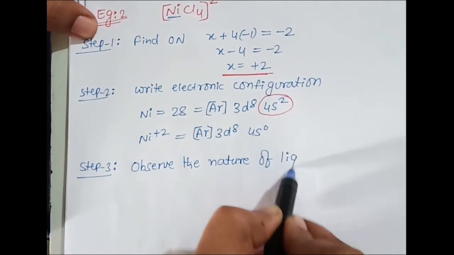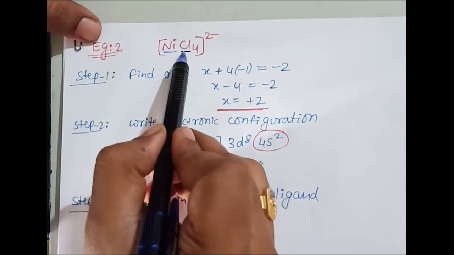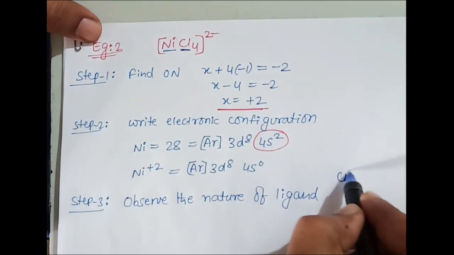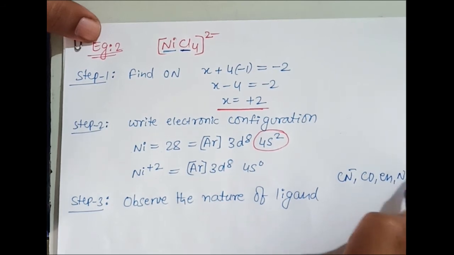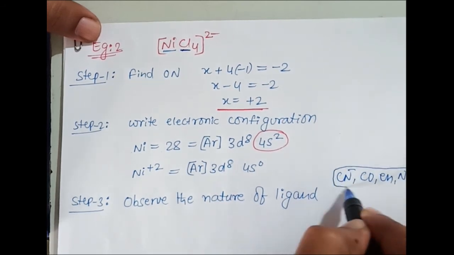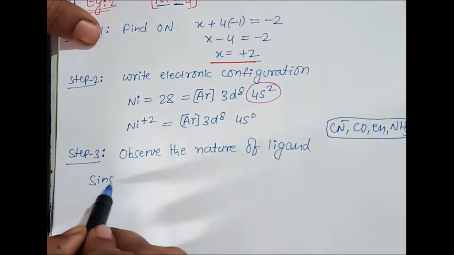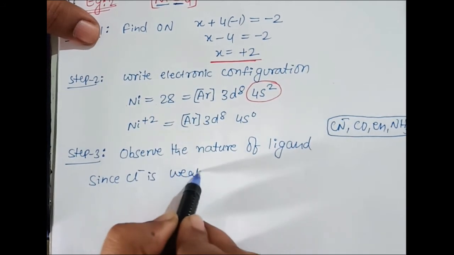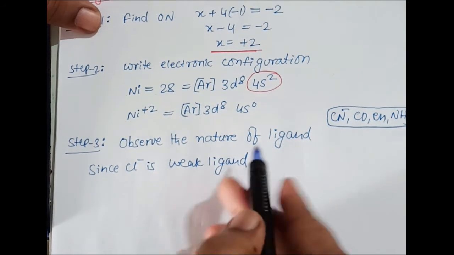Nature of ligands. Here which type of ligand is there? Cl. Cl is a weak ligand or strong ligand? I have given strong ligand. What are the strong ligands? CN minus, CO, en, NH3. They are only strong ligands. So here this is a weak ligand. So since Cl minus is a weak ligand, pairing should be done as per Hund's rule.